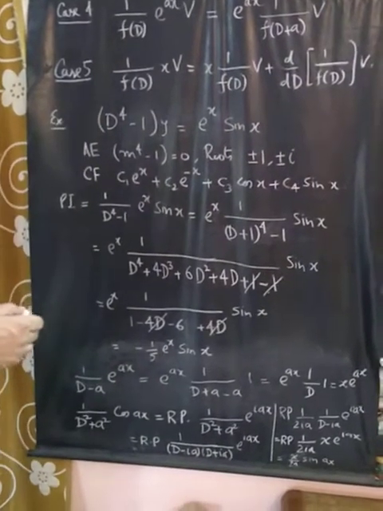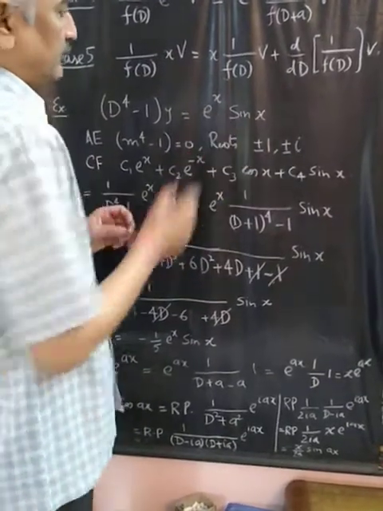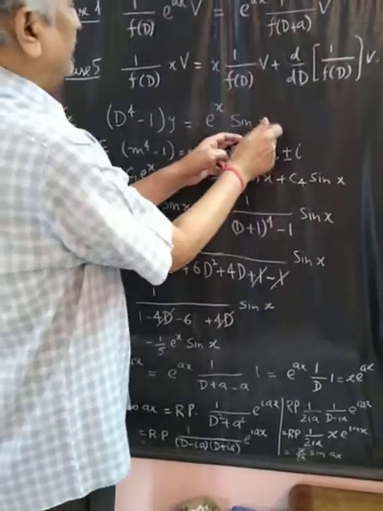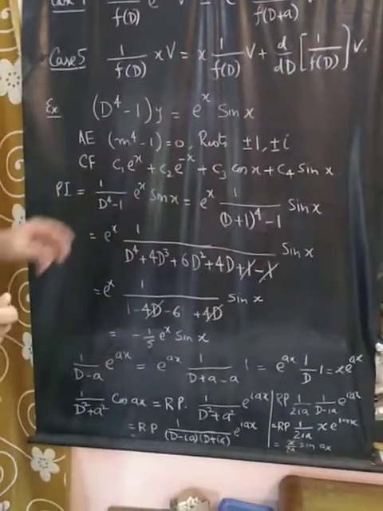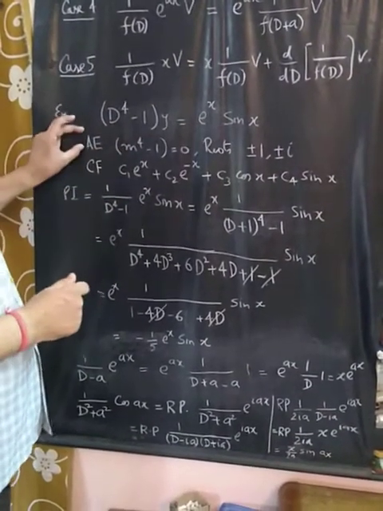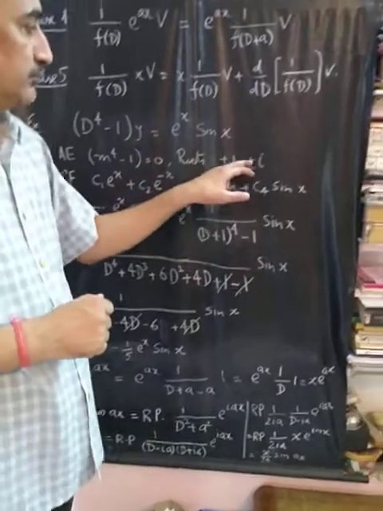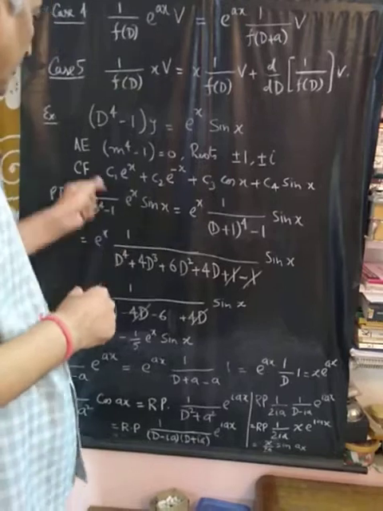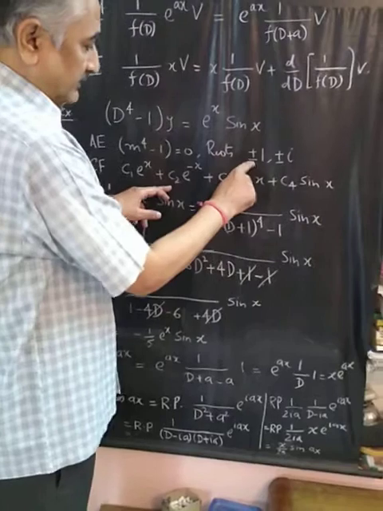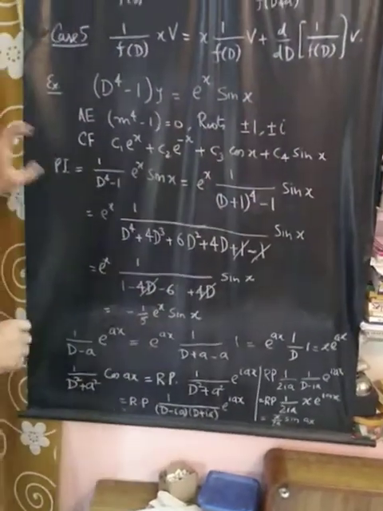Let's look at this example. (D^4 minus 1)y is exponential x into sin x. So this is the fourth case where a is 1 and V is sin x. So by now we know that if this is the equation, then the auxiliary equation is m^4 minus 1 equal to 0. Its roots are plus minus 1 and plus minus iota. So the complementary function will be c1 exponential x plus c2 exponential minus x plus c3 cos x plus c4 sin x. Now what will be the particular integral?